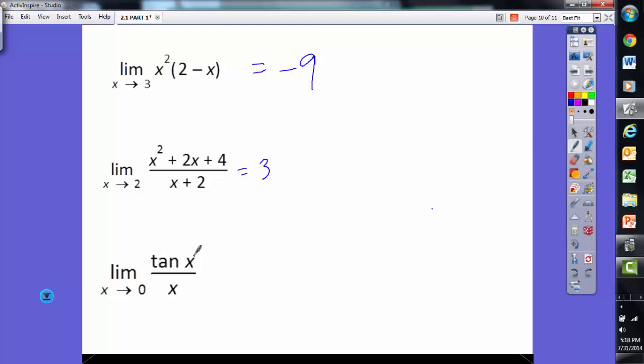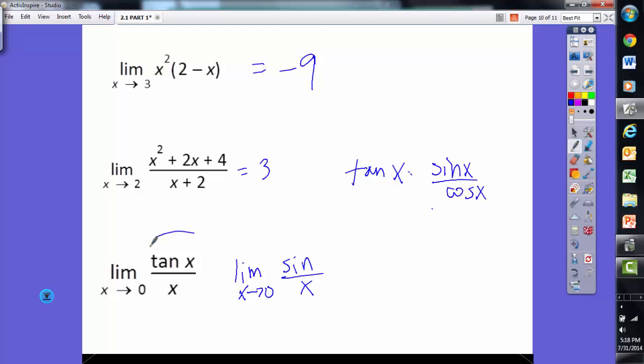If you were to evaluate the tangent of x, tangent of 0 is 0 over 0, so it's indeterminate again. We have to figure out a way to simplify this. And trig functions are hard, but we do know that we were told by our teacher to memorize the limit as x approaches 0 of sine x over x, we know what that is. So what can we do to change this so that you can incorporate this into it? Well, hopefully you remember the identity that says the tangent of x equals sine of x over cosine of x.